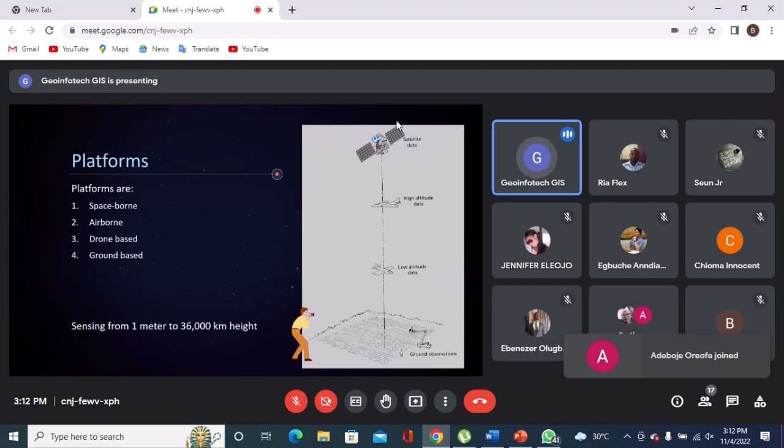So there is the introduction of the drone, and the drone can go as far as 150 meters up, 200 meters up to carry out data acquisition. So we have ground-based, we have drone-based, and we'll move up a bit, we have airborne.